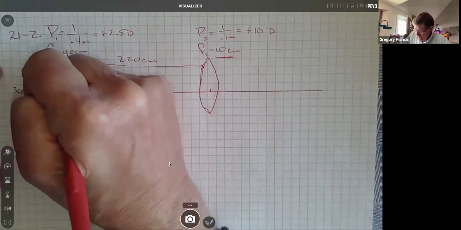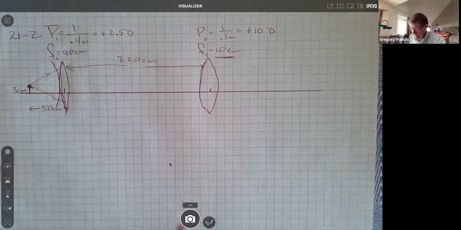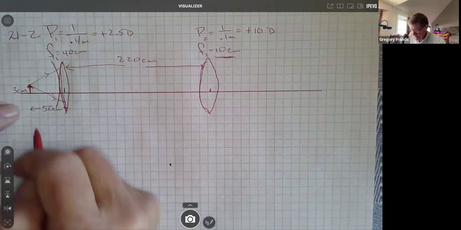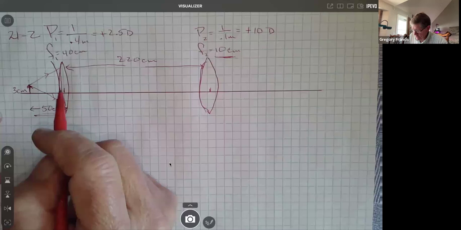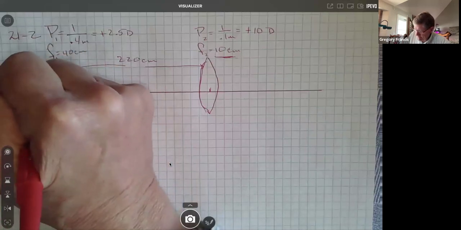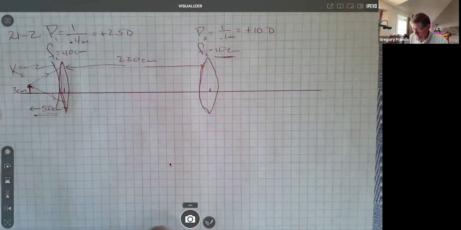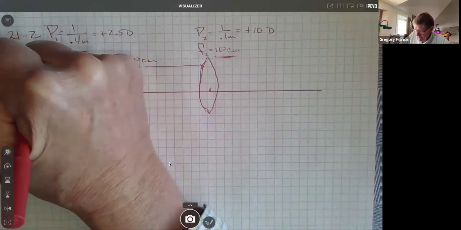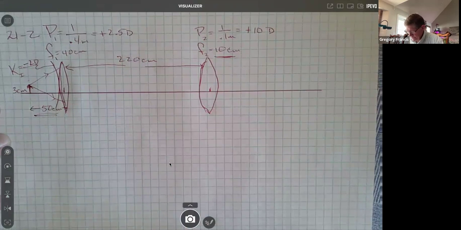Well, when that light gets from that arrow to the first lens, because of this radius of 50 centimeters, it has a curvature of 1 over 50, or 1 over 0.5, or -2 diopters. Okay. By now you should be able to use that 1 over button on your calculator pretty quick there.